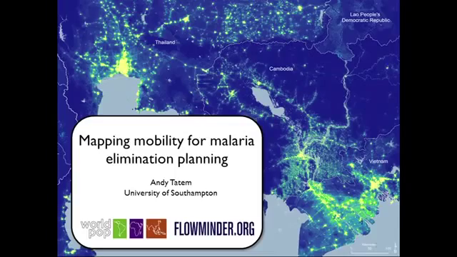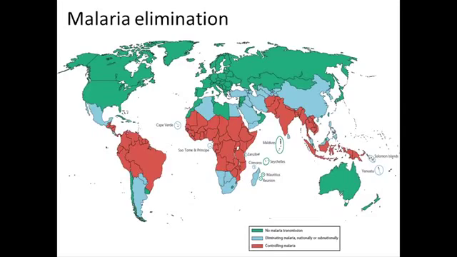We're going to talk about our work focusing on population mobility, and I think it follows on quite nicely from Dominic's talk in providing some extra tools to support malaria elimination planning. So malaria elimination, we've heard a bit about this already.